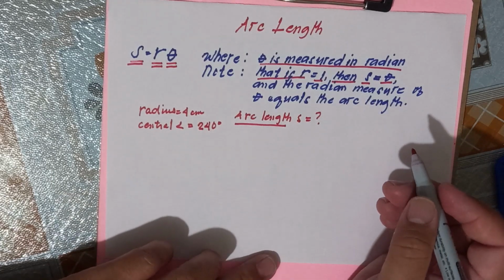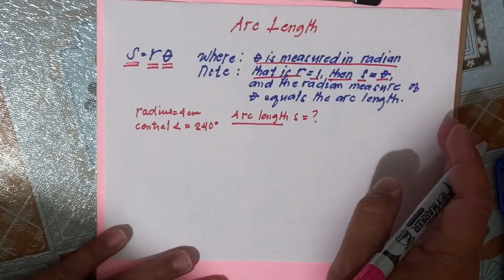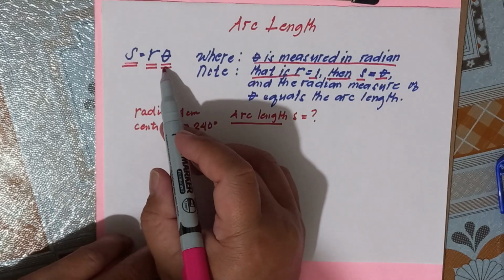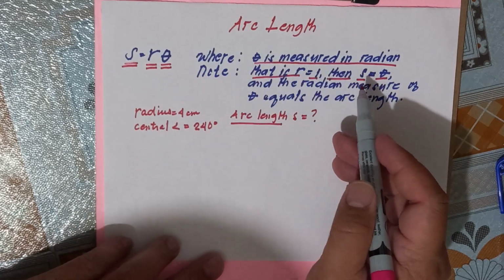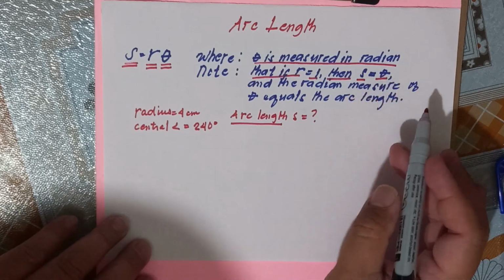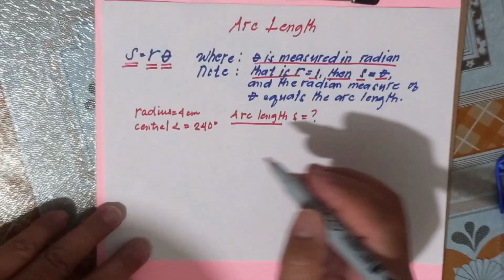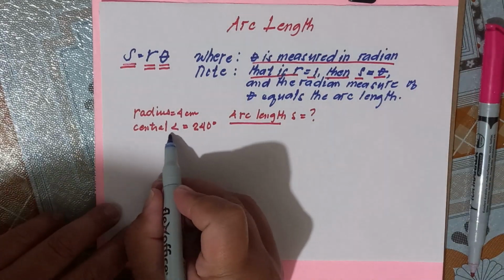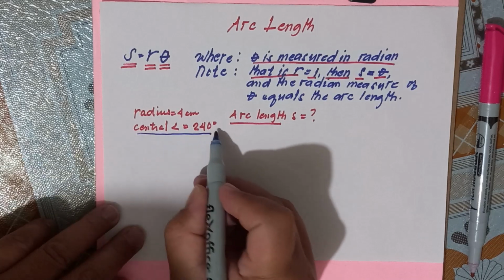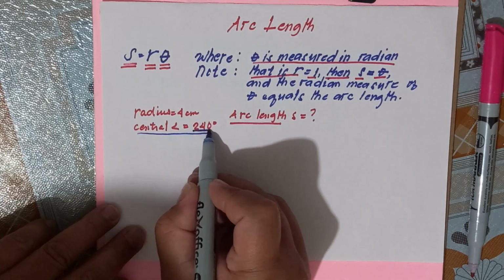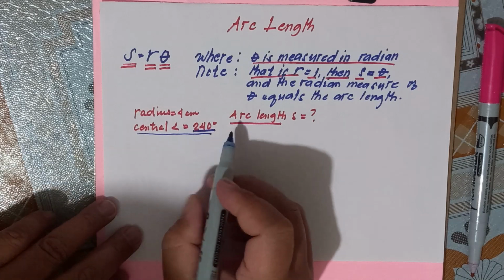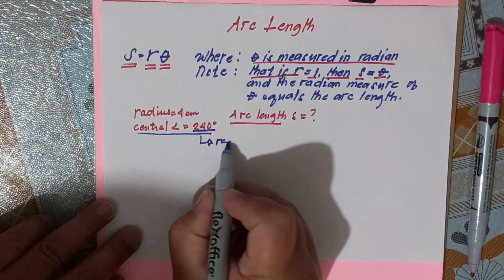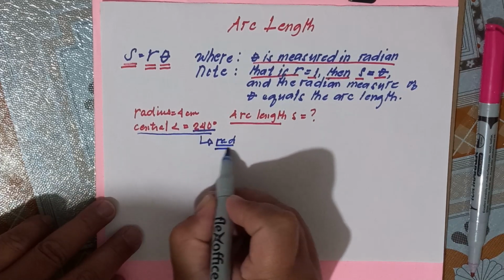Now how do we solve this problem? We have said a while back that the angle theta in here is measured in radian. So the first thing that you will be doing is convert the central angle, because the central angle is given in degrees. So where will you convert? Convert this one into radian.